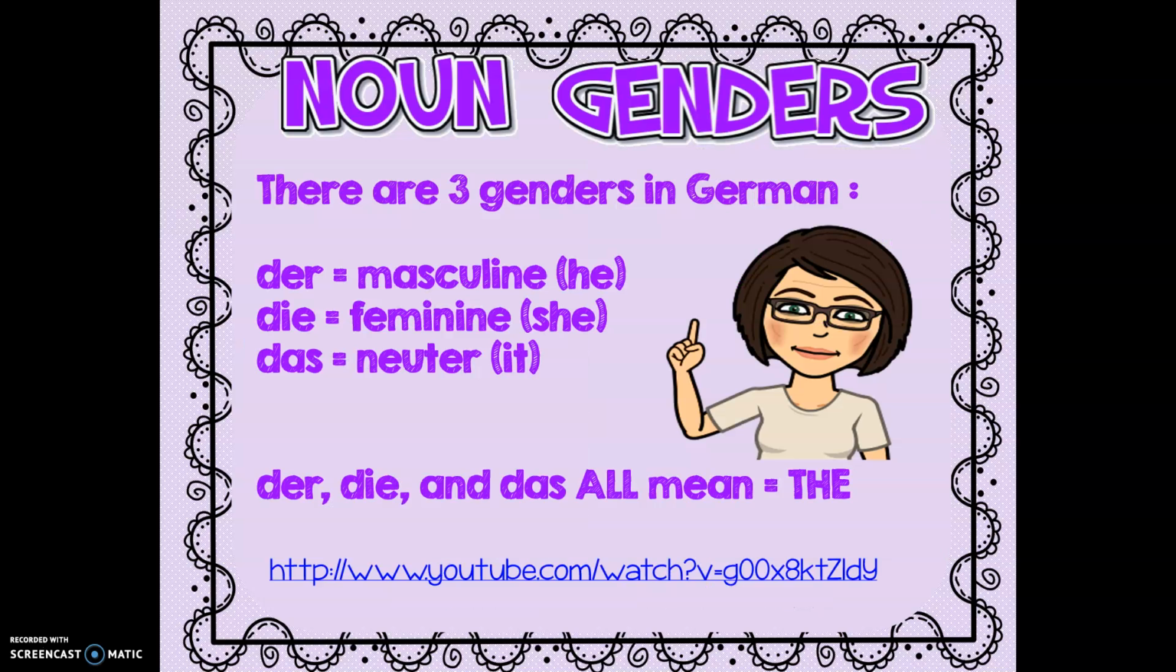So, just to recap here, there are three genders in German. Masculine words are der. Feminine words are die. Neuter nouns are das. Der, die, and das all mean the. So der Tisch, the table. Die Katze, the cat. Das Buch, the book.